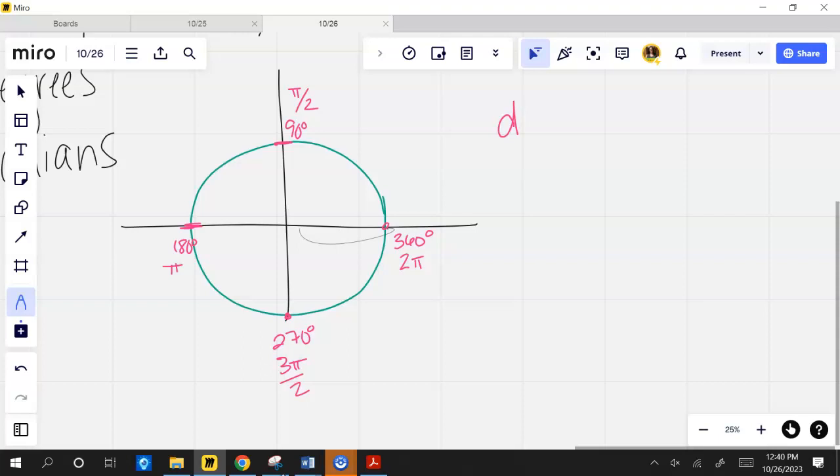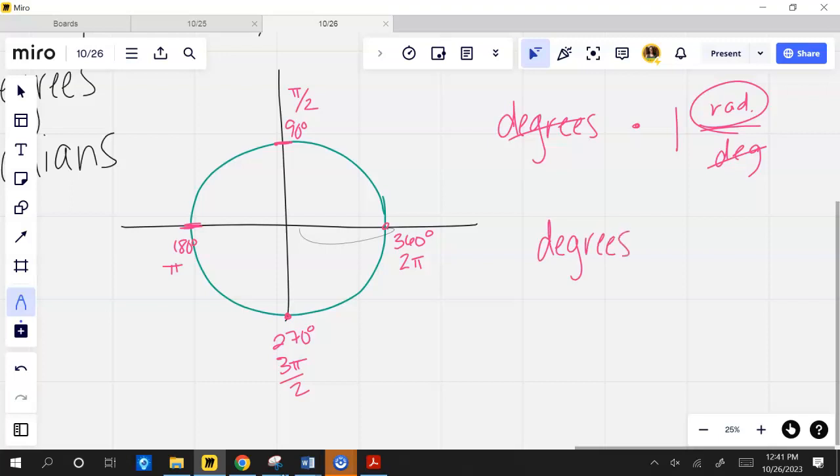So if I'm in degrees, and I multiply by something that equals 1, but it's radians over degrees, the degrees cancel out and leave me with a unit of radians. It's actually math that's used in chemistry, but you do it in chemistry. If you don't understand that, it's okay. What we're going to do to go from degrees to radians.